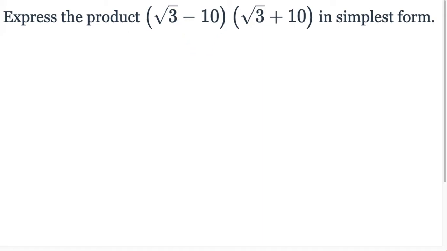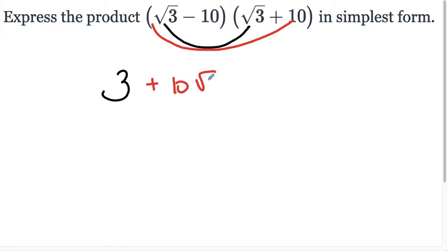Okay, so again, we'll do the same idea here. So the square root of 3 times square root of 3 is just a whole number 3. And then the square root of 3 times 10 is a positive 10 radical 3. And then negative 10 times square root of 3 is negative 10 radical 3. And then we have negative 10 times negative 10. Negative 10 times positive 10 is negative 100.